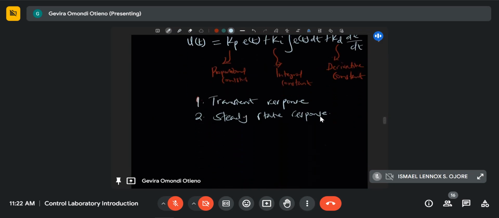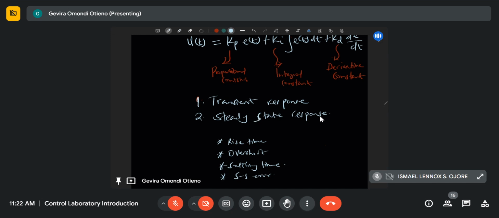And so we'll be interested in things like rise time. If you remember your transient response, we'll be interested in things like overshoot. You will be interested in things like settling time. What else? In steady state response, we'll be interested in the steady state error.